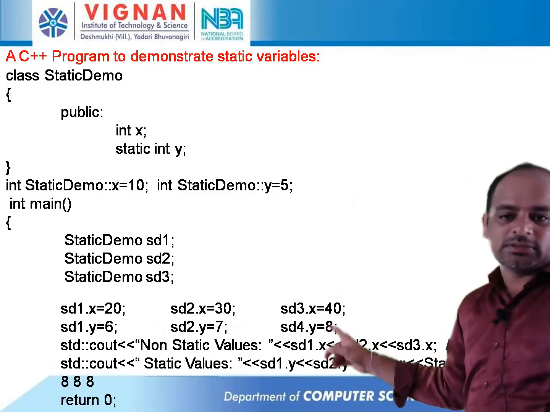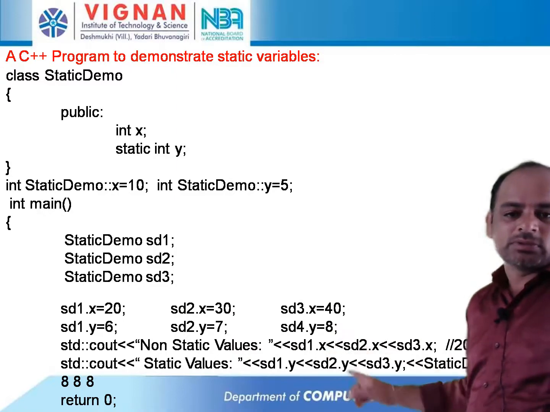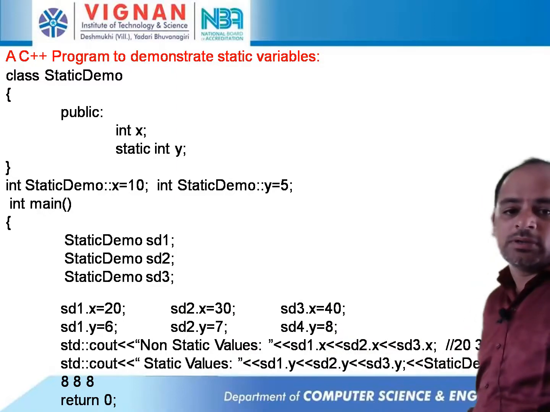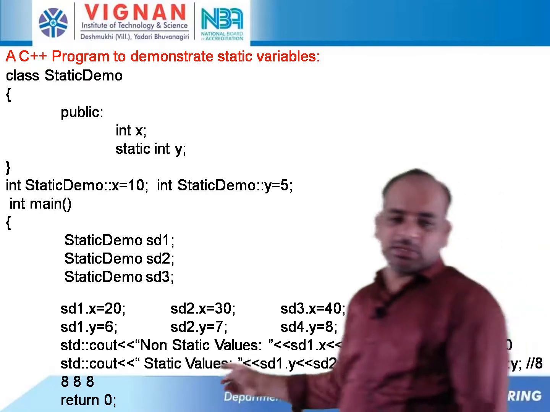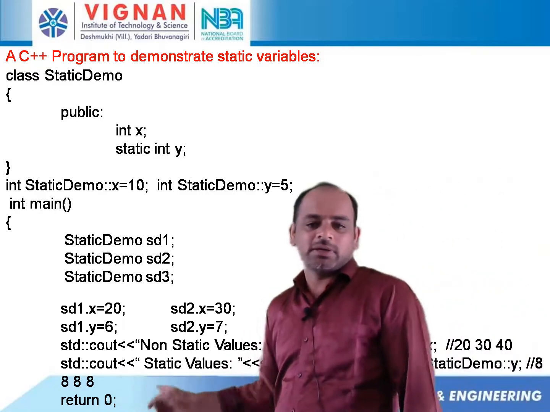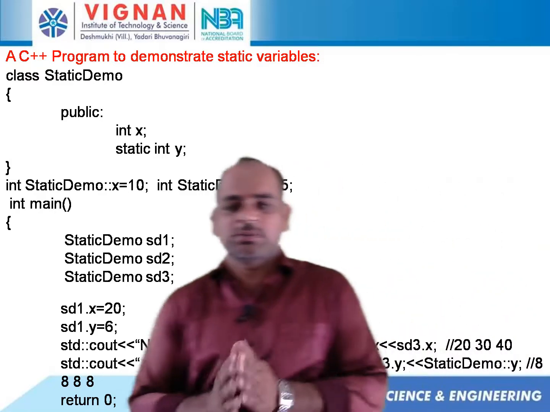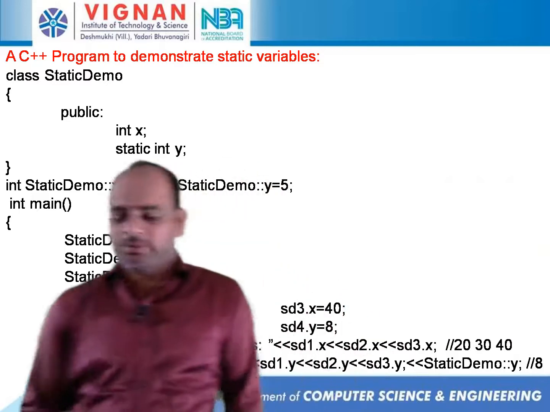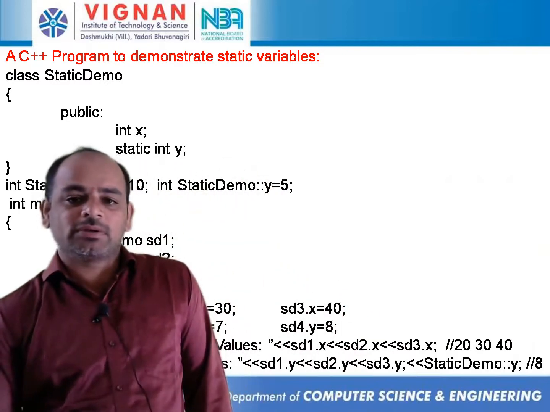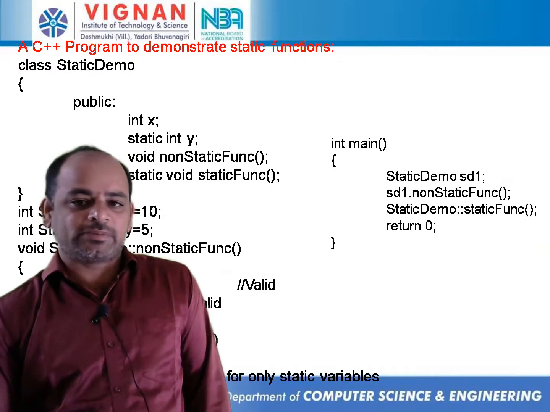So what is the final value of y here? 8, right? The final value stored is 8. That means all 3 will display the values 8, 8, 8. You can see the output is 8 here, and return 0. So that is the use of static variables, right? Similarly, we can also declare a member function as static.